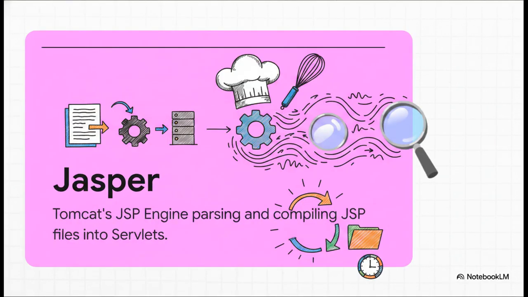And finally, back in the kitchen, we've got Jasper. Jasper is Tomcat's JSP engine, the specialized head chef. When a request comes in that requires a Java server page, Jasper steps up, parses the file, compiles it into Java code, and whips it into a servlet at runtime. It's honestly so attentive that it can even detect when a file changes in the background and just seamlessly recompile it without ever dropping a server request.